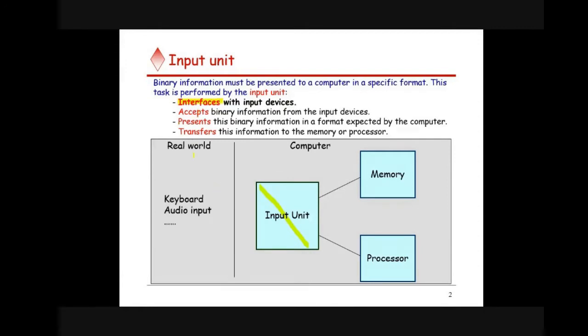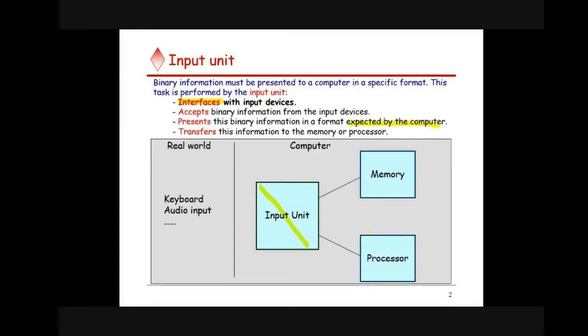So what are the things there? With common sense you can write: accept binary information from the input device, present this binary information in the format expected by the computer, and transfer this information from the input device to either memory or processor. So these three points you should write with respect to the input unit. Accept the binary input and store it in either memory or processor, and convert the data format of the input device to the machine understandable format, or the format your computer is expecting.